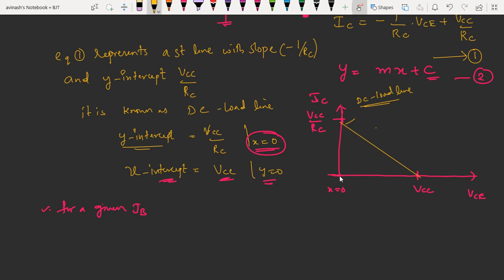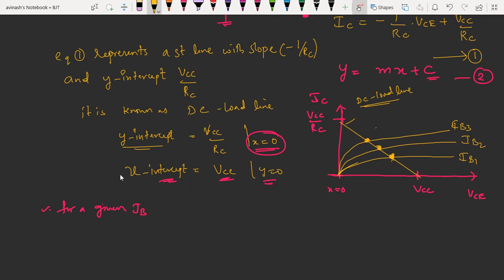So at intervals of these parameters, the base current will be changing. Here it is crossing this DC load line at this operating point. If we increase further, then this will be IB2, crossing at this point. This will be IB3.